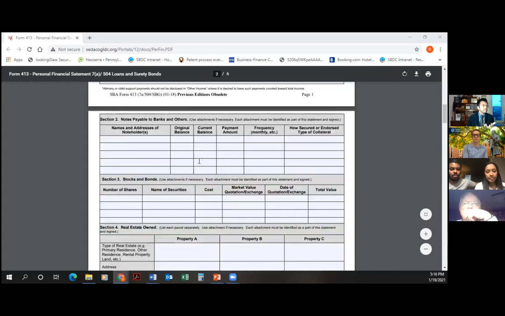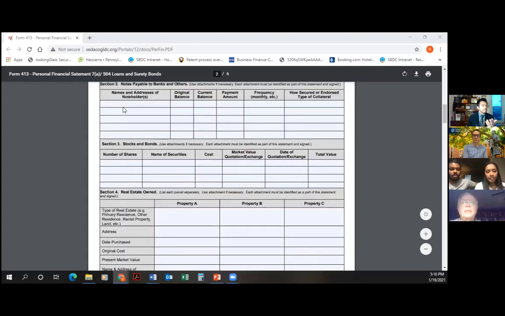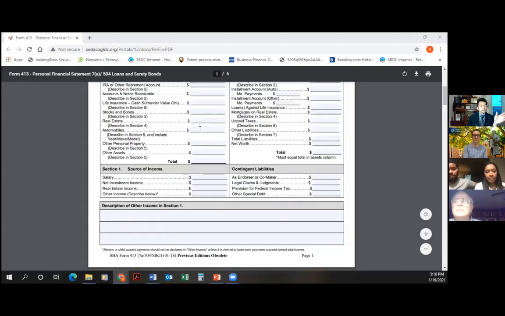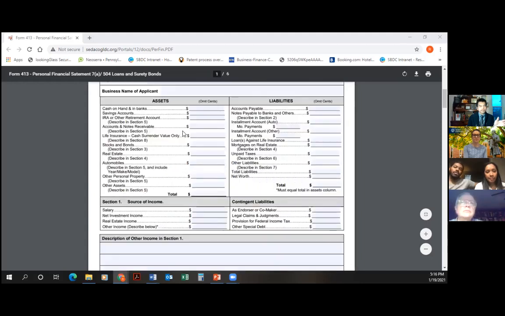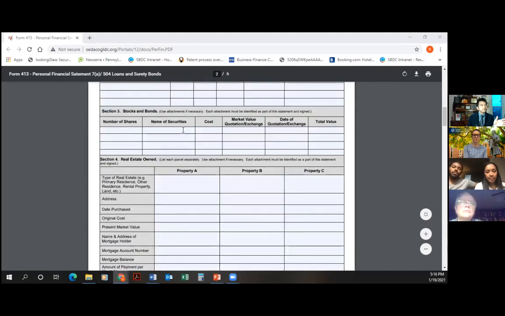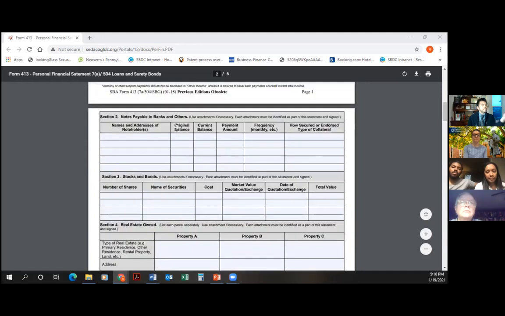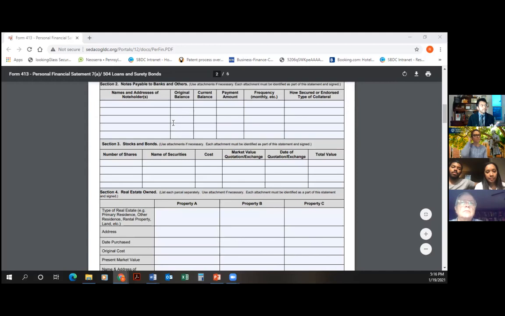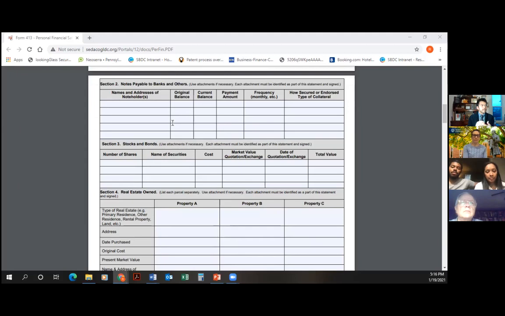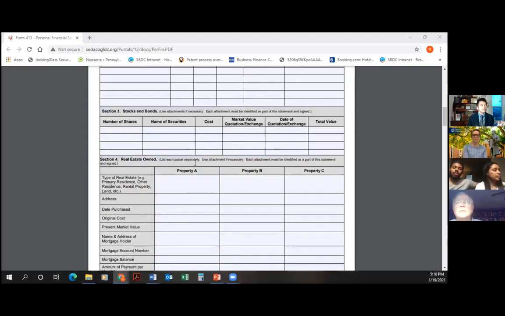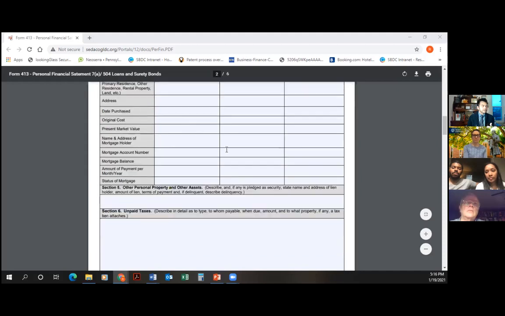And then the rest of the document, the final pages, think of this first page almost like a cover sheet. And then you go into more detail with the following sheets. So like the second page, you say that you have notes payable to others and banks. What does that take into consideration? All right. If you have stocks and bonds to evidence liquidity, what's coming from that? If you have real estate, the various real estate that you own, okay?